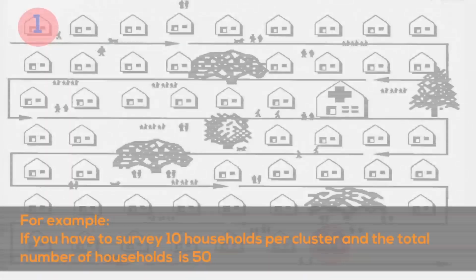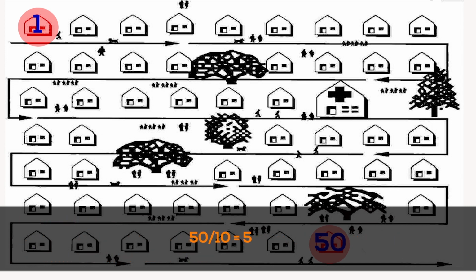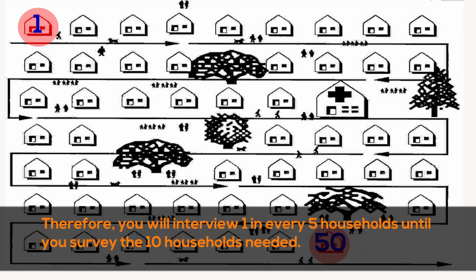For example, if you have to survey 10 households per cluster and the total number of households in today's village is 50, divide 50 by 10 and your sampling interval will be n is equal to 5. Therefore, you will interview 1 in every 5 households until you survey the 10 households needed.